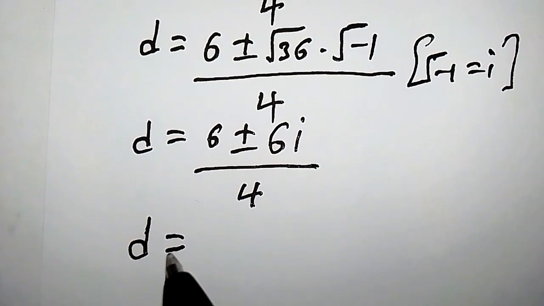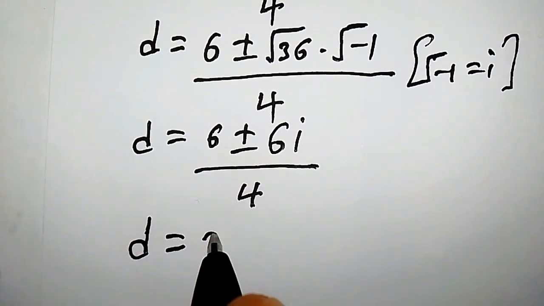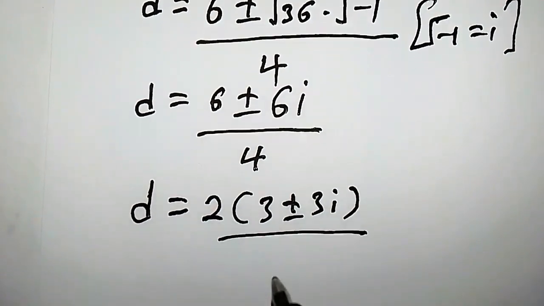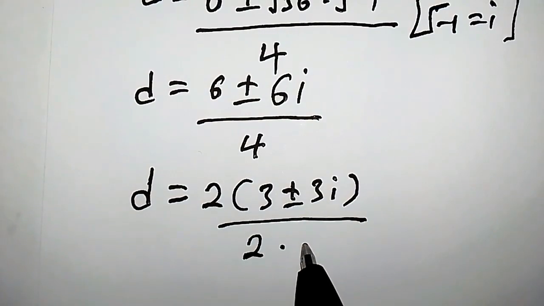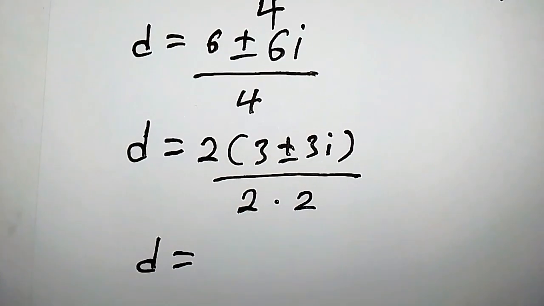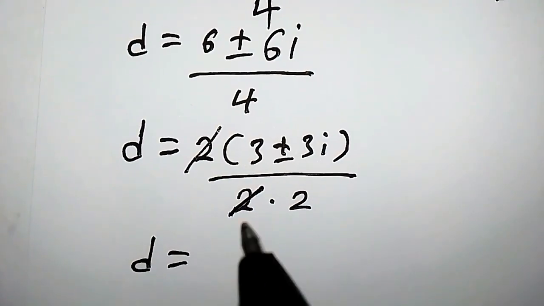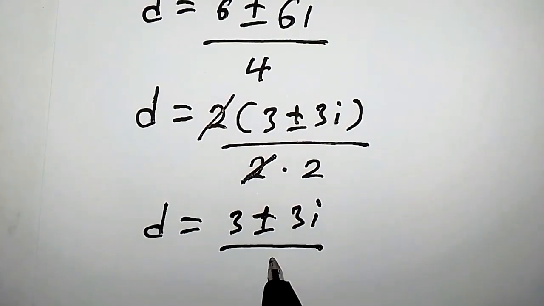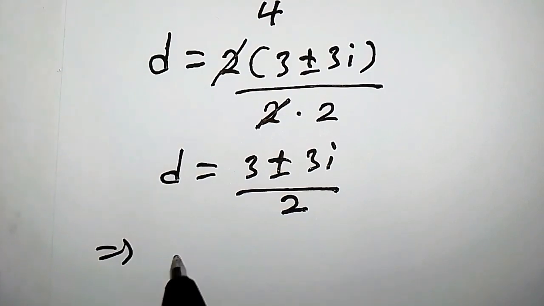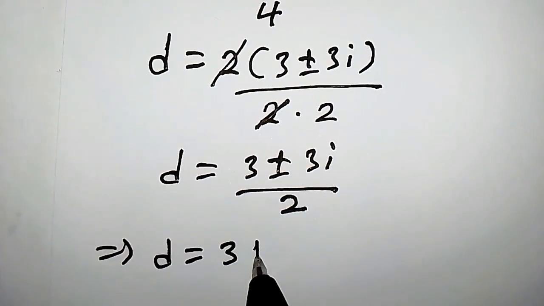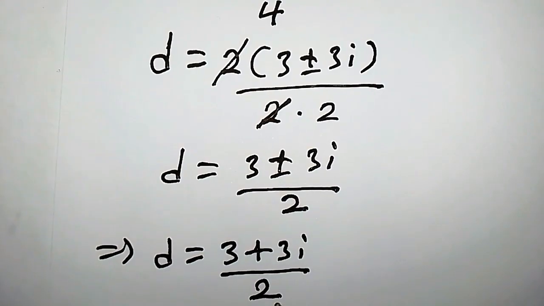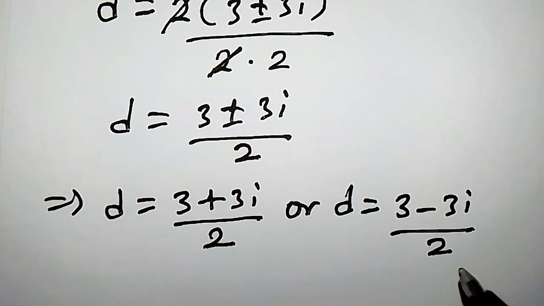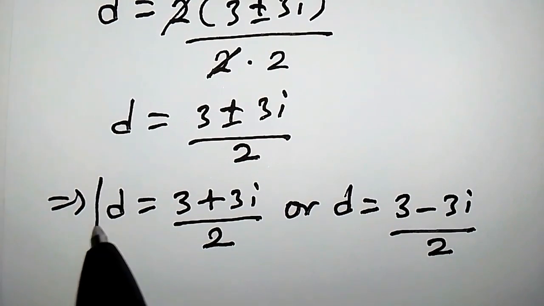So, D is equal to, we can factor out 2 from these two guys. That will be 2 times (3 ± 3i) divided by 4, which could be written as 2 times 2. It is obvious that 2 cancels 2. We are left with (3 ± 3i)/2. This implies that D = (3 + 3i)/2, or D = (3 - 3i)/2.